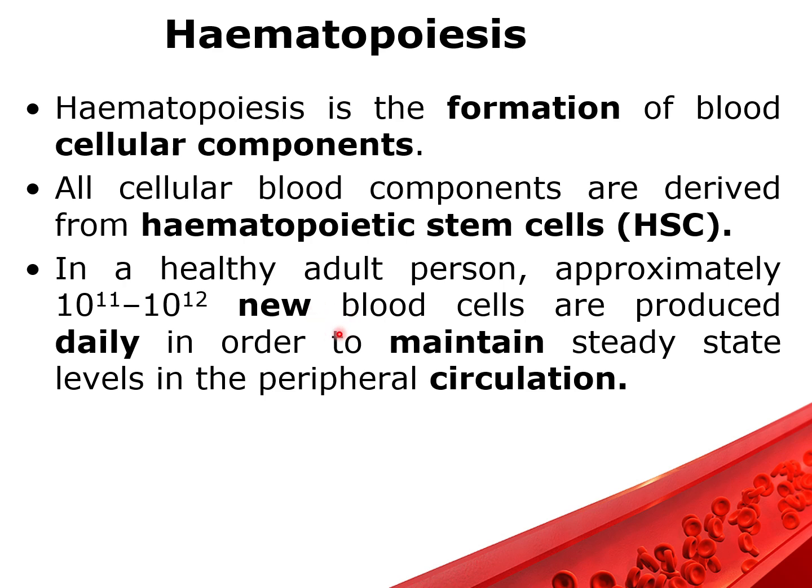Hematopoiesis is the formation of blood cellular components, including red blood cells, white blood cells, platelets, and other types of cells. All cellular blood components are derived from hematopoietic stem cells. In a healthy adult person, approximately 10 raised to 11 to 10 raised to 12 new blood cells are produced daily in order to maintain steady state levels in peripheral circulation. So you can understand how many blood cells are produced within a day.